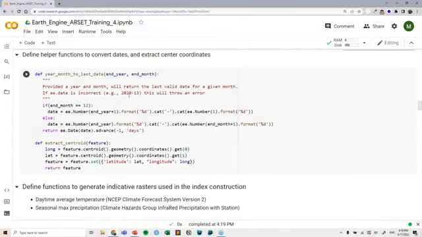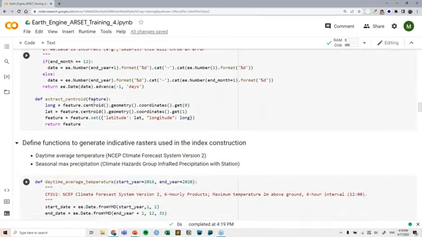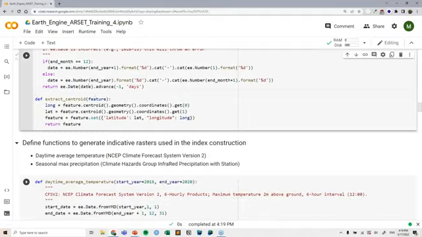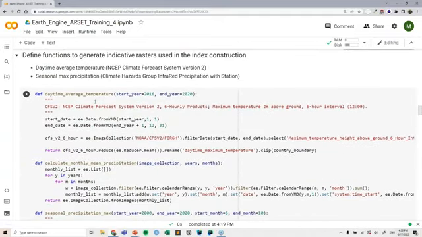The next step is that we'll define another set of helper functions and then start showing some indicative rasters. So the first is to get the last date of a given month and year. The next one is to extract a centroid. So we run these two. Then we can get to the actual index construction process. So this is an indicative set of functions, and we have the larger set below linked here. We've chosen two to highlight. So the first is daytime average temperature. The second one is seasonal max precipitation.